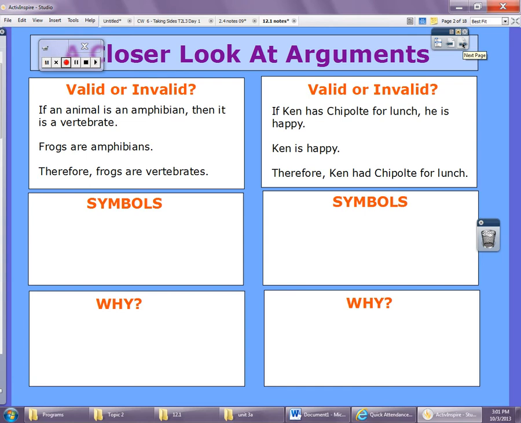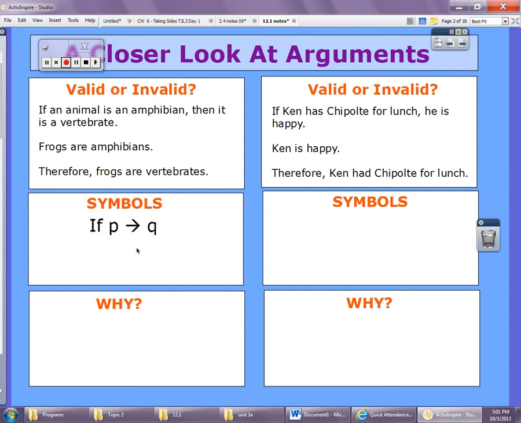Now, valid or invalid. If we take a closer look at our arguments: if an animal is an amphibian, then it is a vertebrate. Frogs are amphibians. Therefore, frogs are vertebrates. Our symbols here: we have a premise, which is if P, then Q. So this is going back to using our letters.